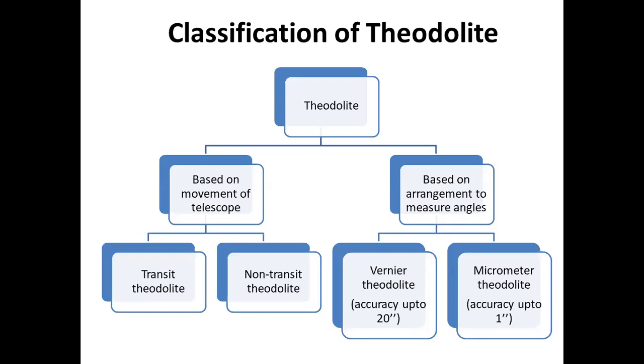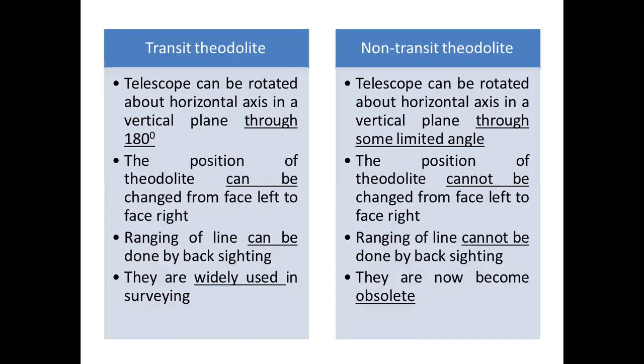Okay. The size of theodolite is defined according to the diameter of the main horizontal graduated circle. In engineering survey, 8 to 12 centimeter theodolites are generally used. Here, the differences between transit and non-transit theodolite are given.